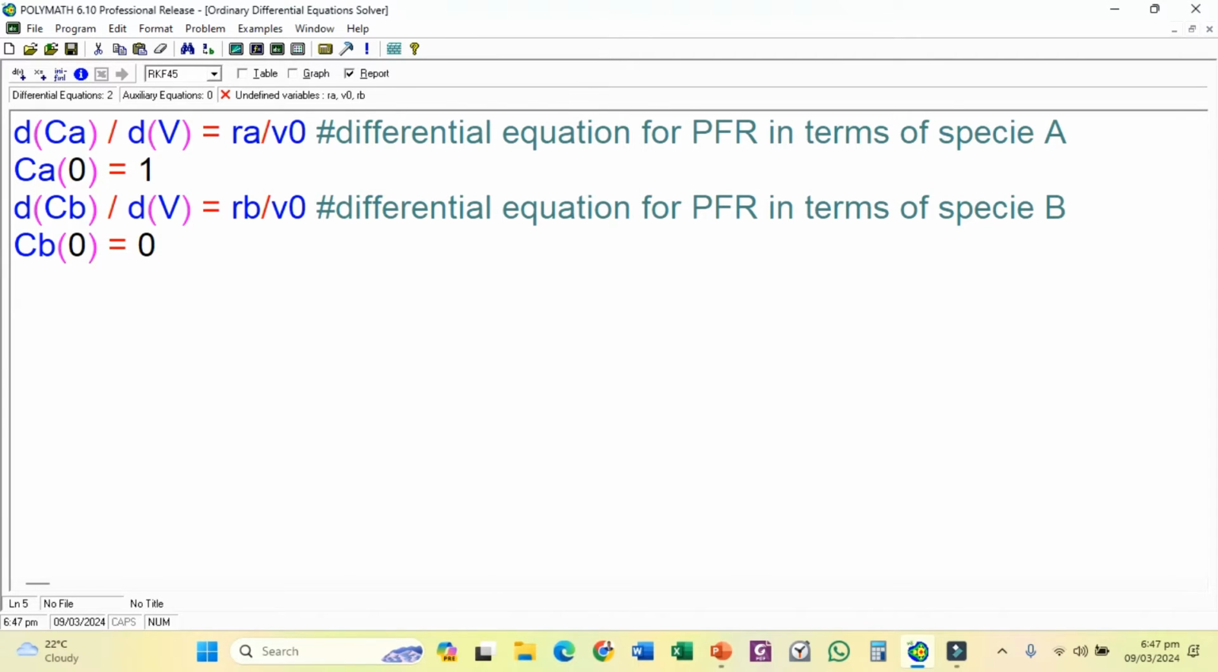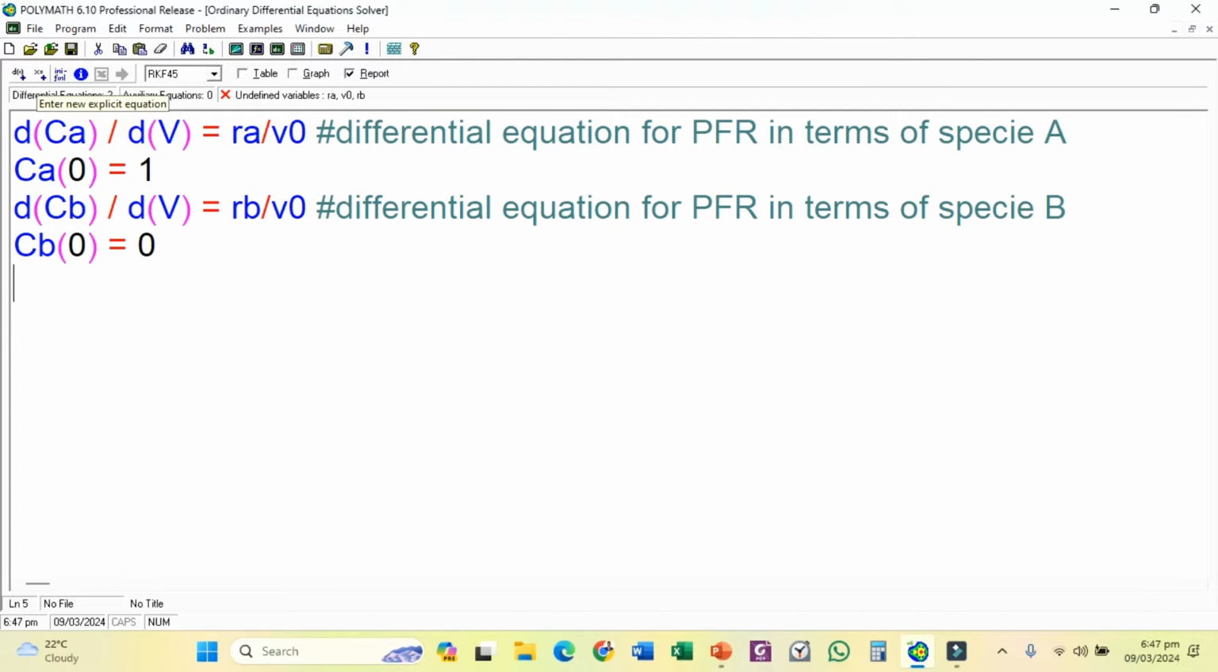Then we have to enter the auxiliary equations, or simply we can say that we have to now check what are the unknown variables which we need to specify. We need to specify rate of reaction, volumetric flow rate, and rate of reaction for species B. So now there are two ways of doing it.